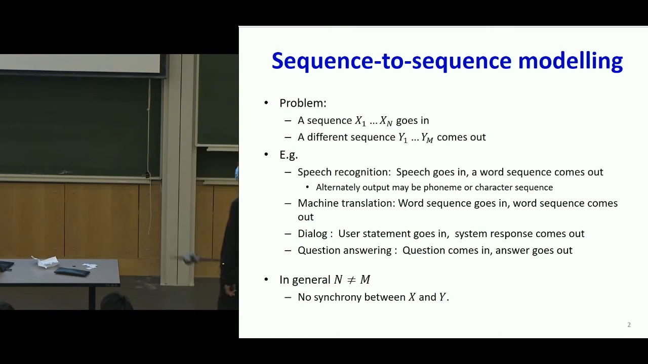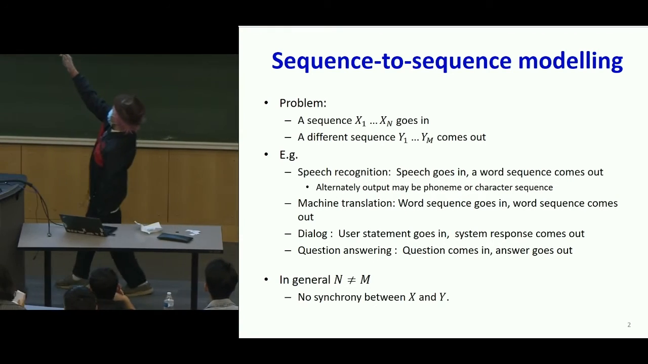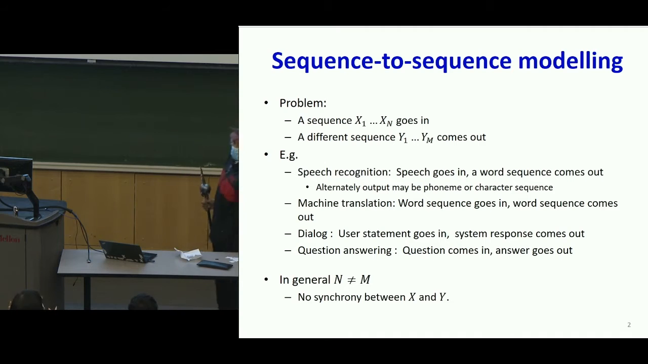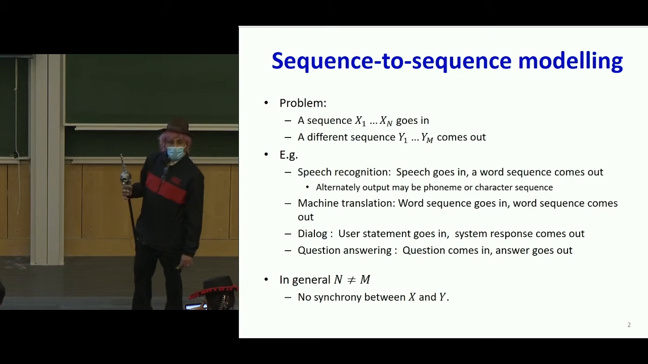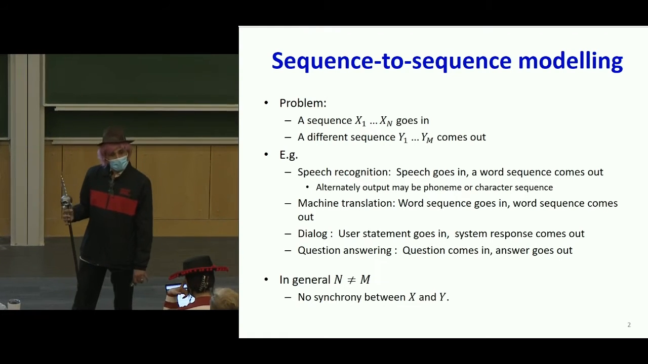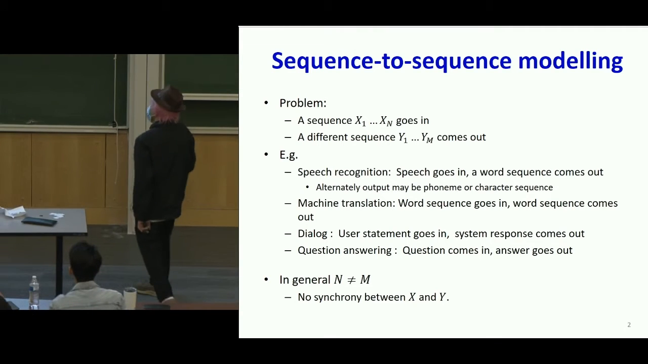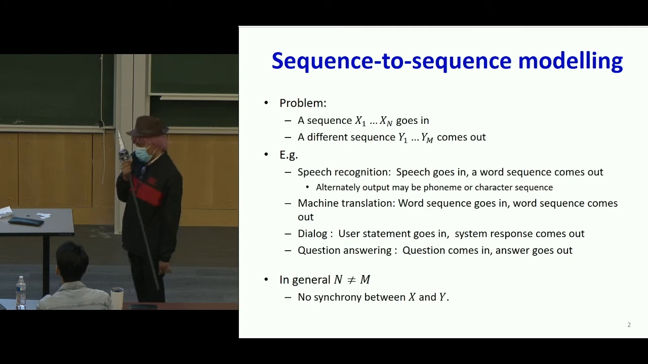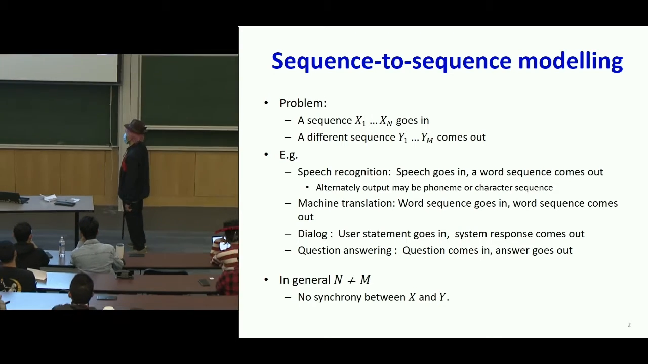So here's the sequence-to-sequence modeling problem. You have a sequence X going in and a different sequence Y coming out, like in speech recognition. Speech goes in and a word sequence comes out, or maybe a character sequence or a phoneme sequence. Or in machine translation, a word sequence goes in, a different word sequence comes out. Dialogue systems: somebody says something, out pops a completely different sequence of words. Question answering: a question comes in, an answer goes out.